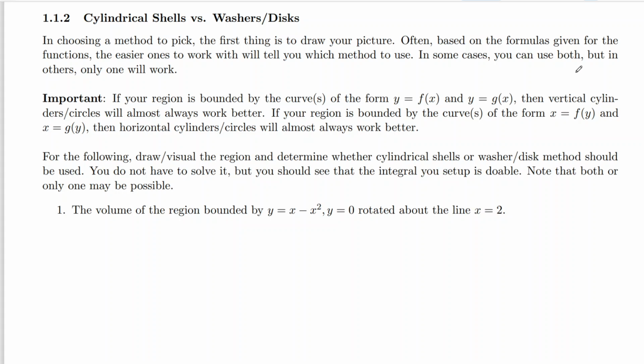Welcome back, everyone. In this video, I'll be continuing the section on cylindrical shells. Now, at this point, we've done a lot of examples with cylindrical shells, and we did a lot of examples in the previous section of washers versus discs, how they work. But really, those are grouped together in terms of finding volumes of revolution, and cylindrical shells work slightly differently.